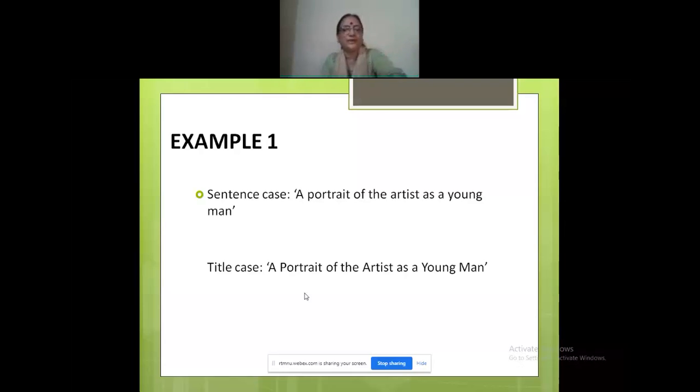So, a portrait of the artist as a young man. Of is small, the small, as small, a small, because it is in the beginning, it's capital. Portrait is a noun, capital. Artist is a noun, capital. Young is an adjective. Man is a noun.